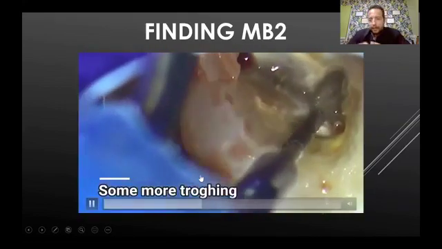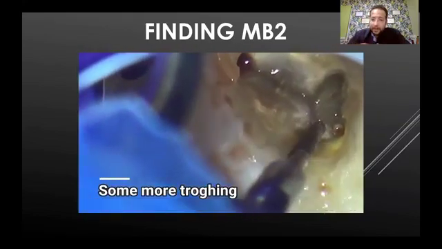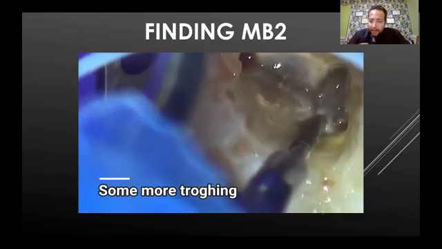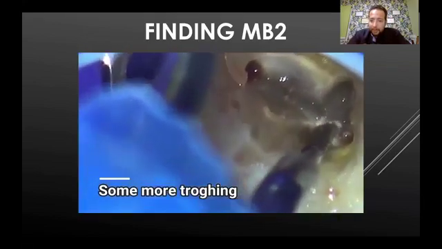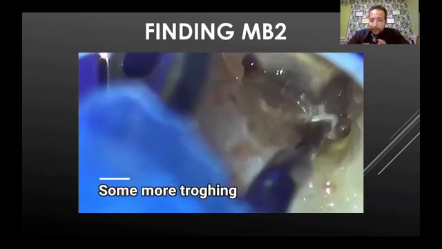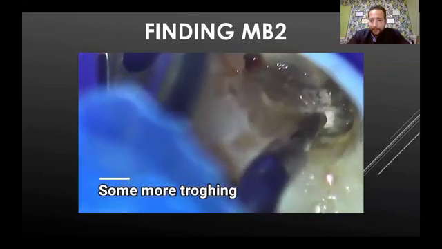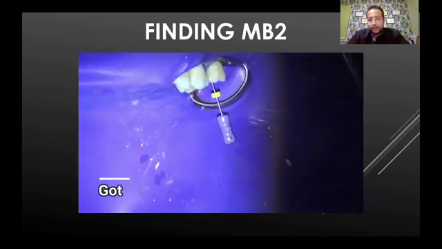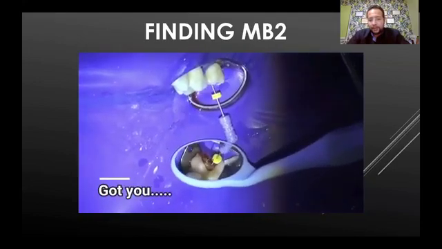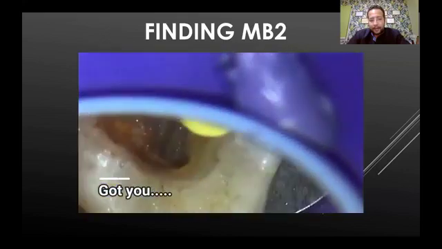So I didn't find the orifice. As you see, there's still some dentine that needs to be removed to expose the orifice. As I said, it's usually at a lower level than the MB1. You see how clear the dentine map is here. Now here I catch it with a file.